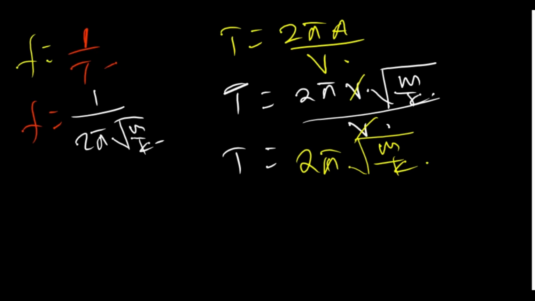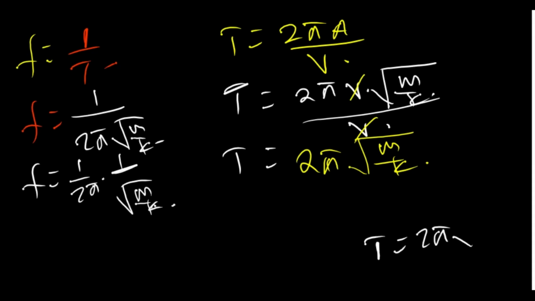Now from there, what we are going to do is separate these. We're going to say this is going to be 1 over 2 pi times 1 over the square root of m over k. Let me just put the formula for period here: 2 pi the square root of m over k.